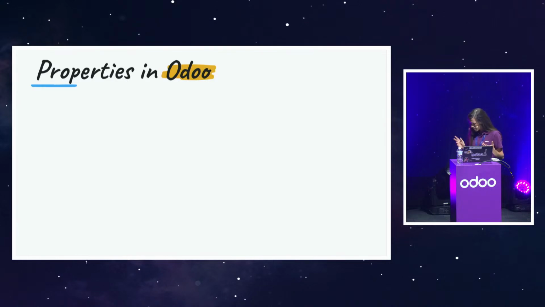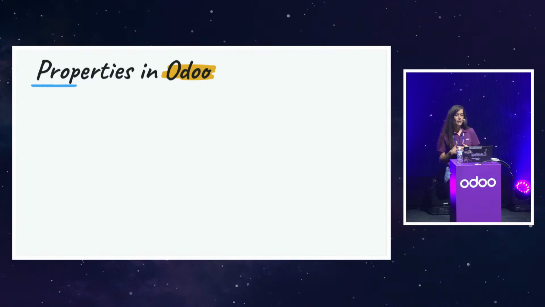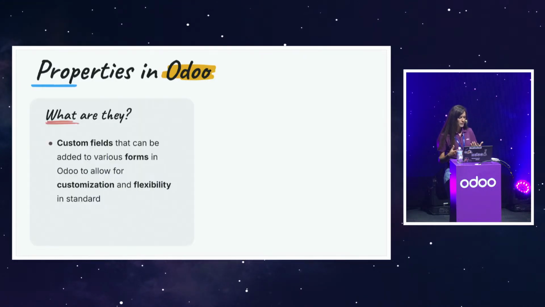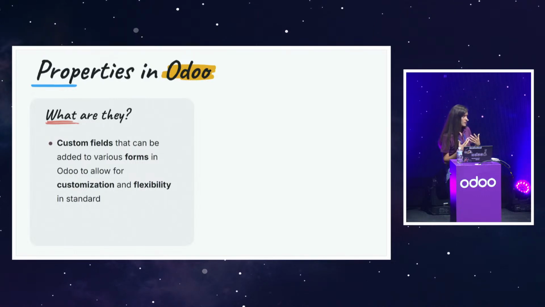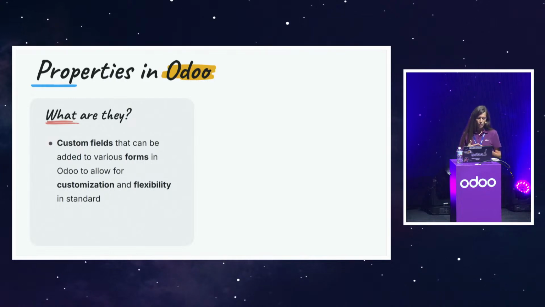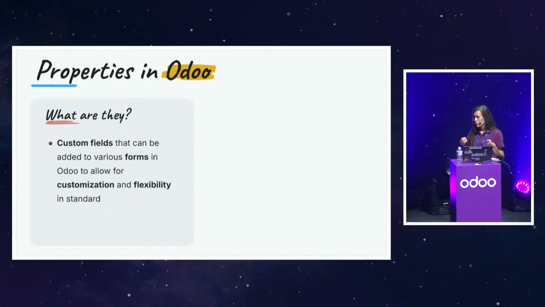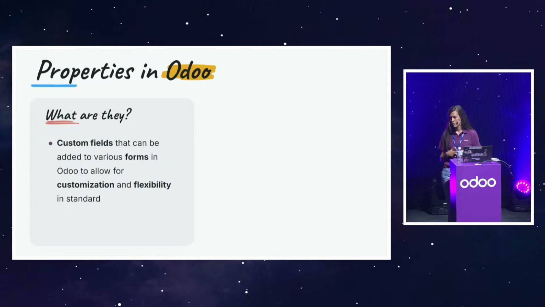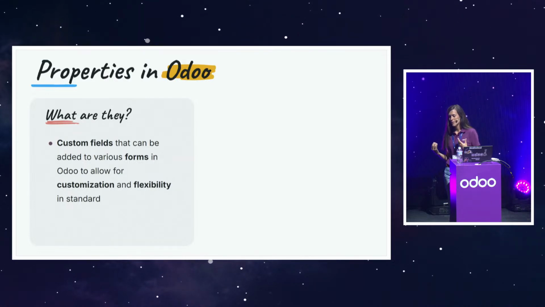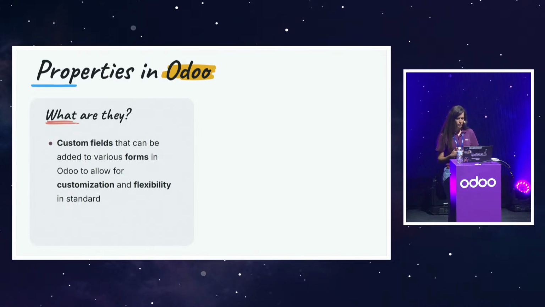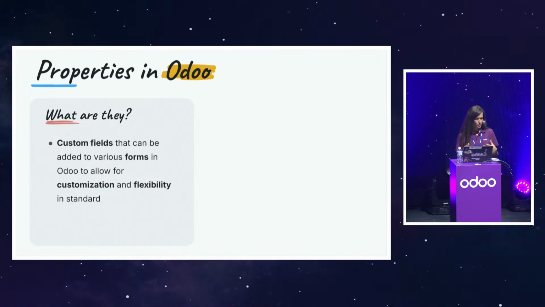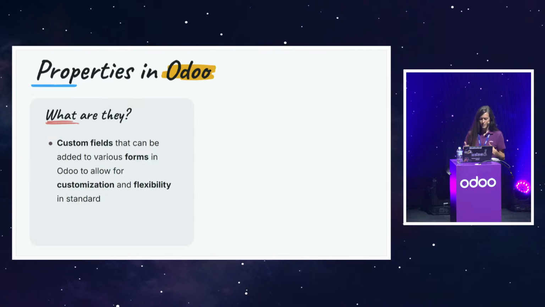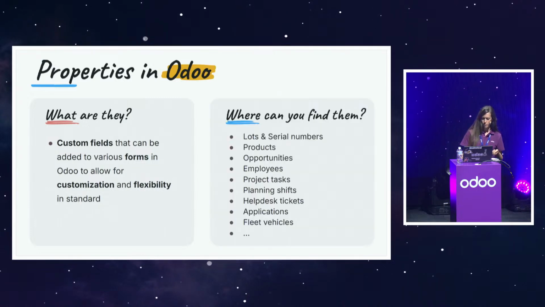Let's have a quick reminder about what properties are in Odoo. So property fields are available since version 17, and they're basically custom fields that can be added to forms across various Odoo applications, and that bring customization and flexibility in standard. So I would like to insist on this point. This feature has nothing to do with Studio. Okay, it's available in the fully standard version of Odoo.